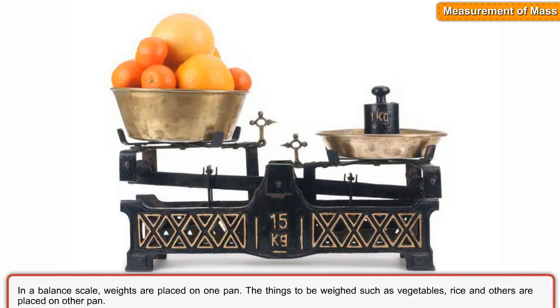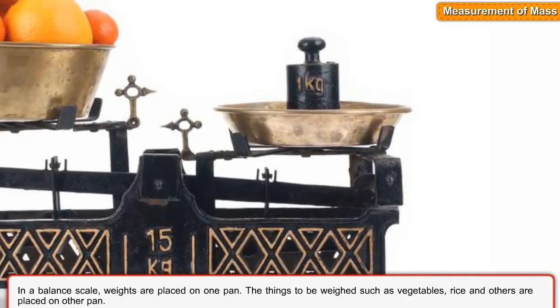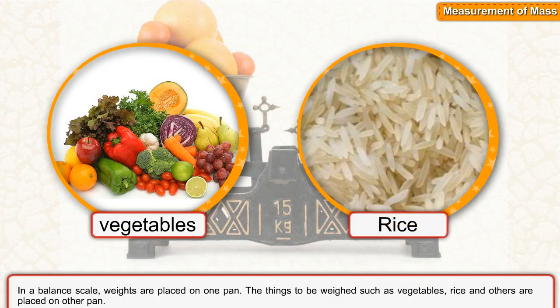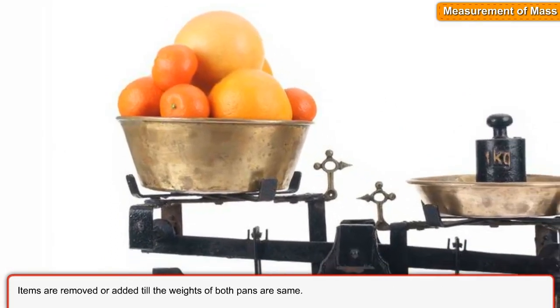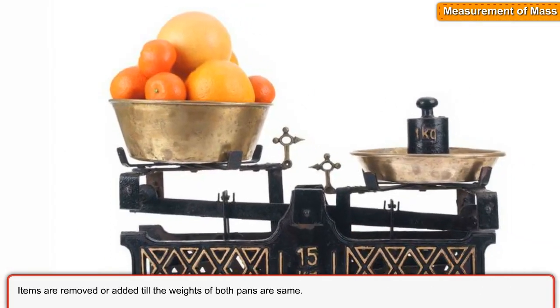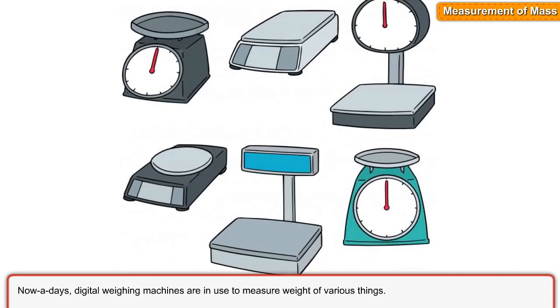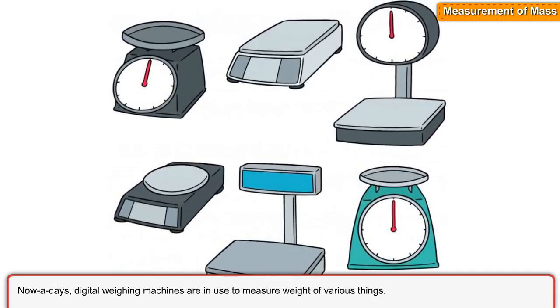In a balance scale, weights are placed on one pan. The things to be weighed, such as vegetables, rice, and others, are placed on the other pan. Items are removed or added till the weights of both pans are same. Nowadays, digital weighing machines are in use to measure weight of various things.